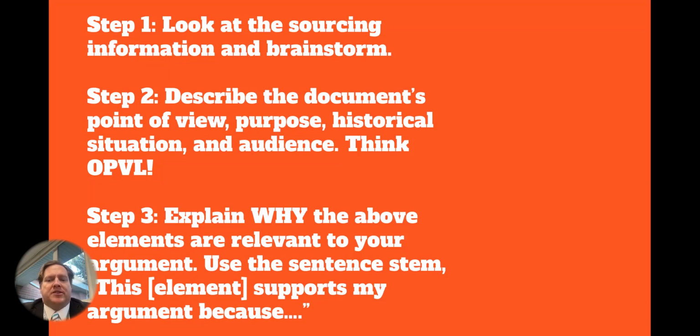So step three is to take the information from step two and explain why the information I've developed is relevant to my argument. What connections are you making? I like to use the sentence stem: This element, like audience or context or point of view, supports my argument because. It's not the most poignant prose, but it gets the point across. So let's take a look at a source and practice.